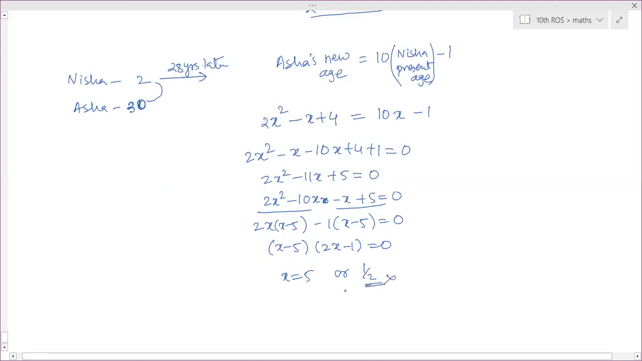1 by 2 not possible. So therefore Nisha's age will be 5 years. Ma'am, actually my signal was very weak. So can you explain the formation of the equations again? Only the how you got the equations part.